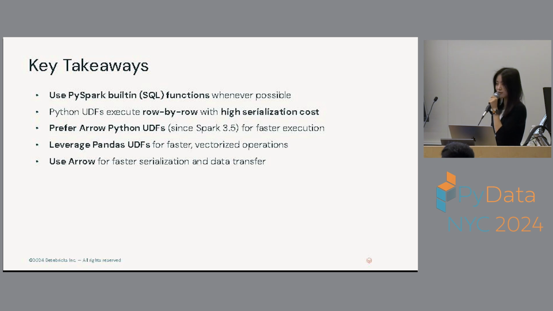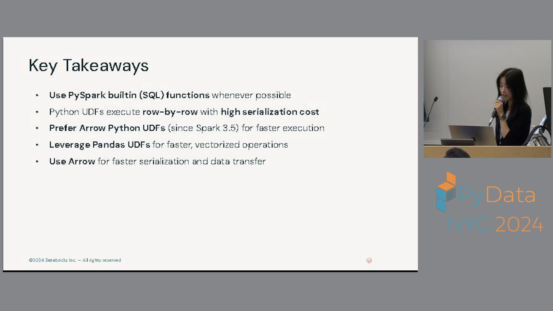But sometimes Python UDFs can be very useful, and you might actually want to use them in your pipeline. So be very cautious when you're using these pickled Python UDFs, because they could be slow, there could be lots of serialization overhead, and they execute row by row. So if you're using Spark 3.5 or above, choose the Arrow optimized Python UDFs for better performance, because Arrow reduces the data transfer cost between the JVM and the Python process.